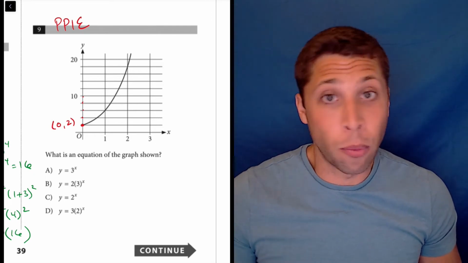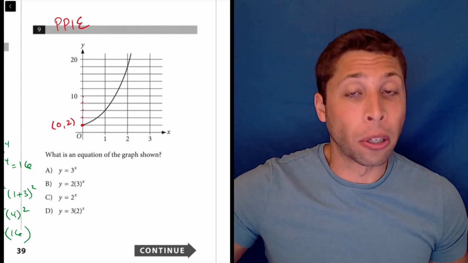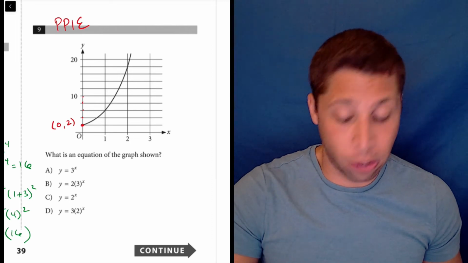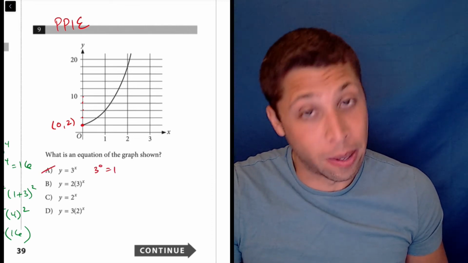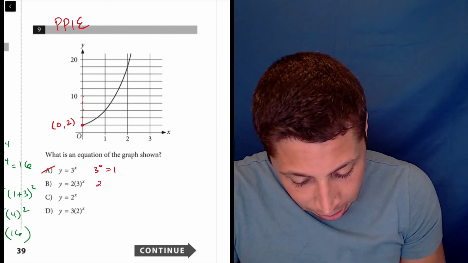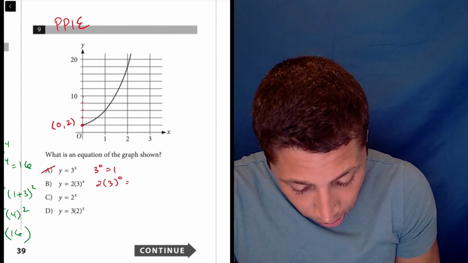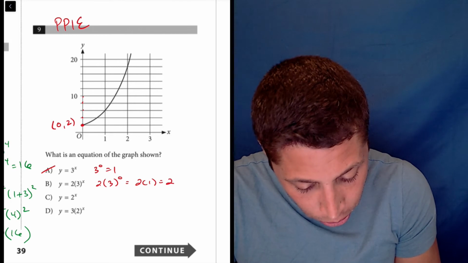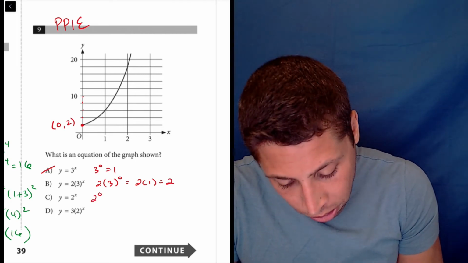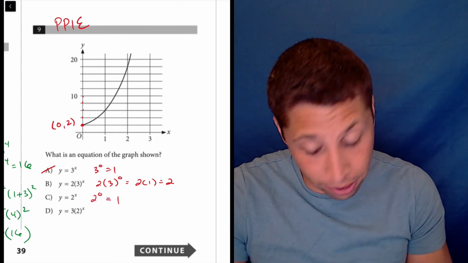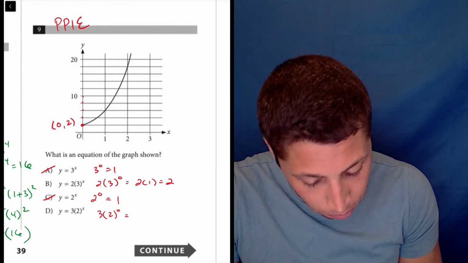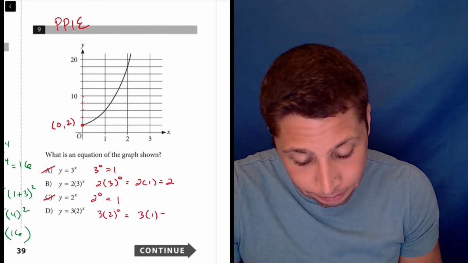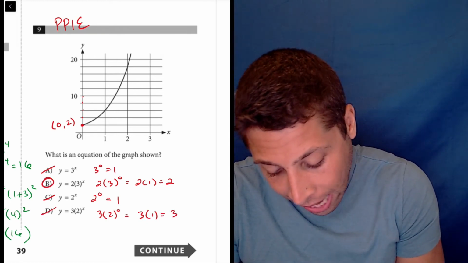So we need to see what happens when we plug 0 into all these equations. Which one gives us 2? Well, in choice A, 3 to the 0 is 1, so that doesn't work. That's why it's a trap. People pick that. 2 times 3 to the 0 would be 2 times 1, so that's 2. That works. 2 to the 0 is 1. Everything to the 0 is 1. And then 3 times 2 to the 0 would be 3 times 1. So there you go. It's got to be B.